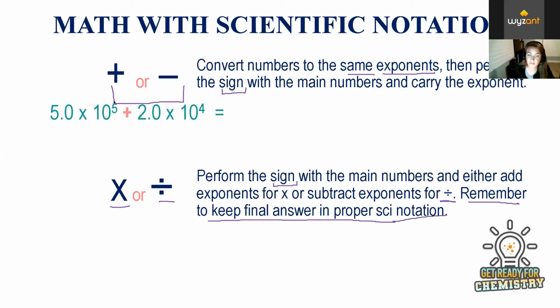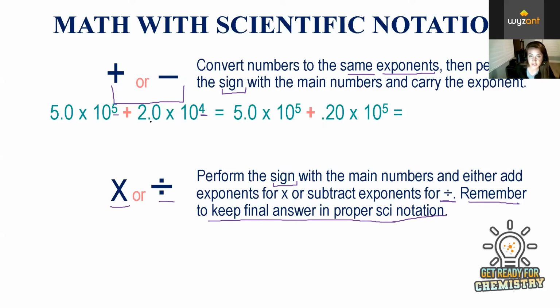Okay, so going up here, we'll do an example. So this is 5 times 10 to the 5th plus 2 times 10 to the 4th. So these are two different exponents, so we can't just add 5 plus 2 yet. We have to make one of these into the same exponent. So which one should we choose to change? So we can change this one first.